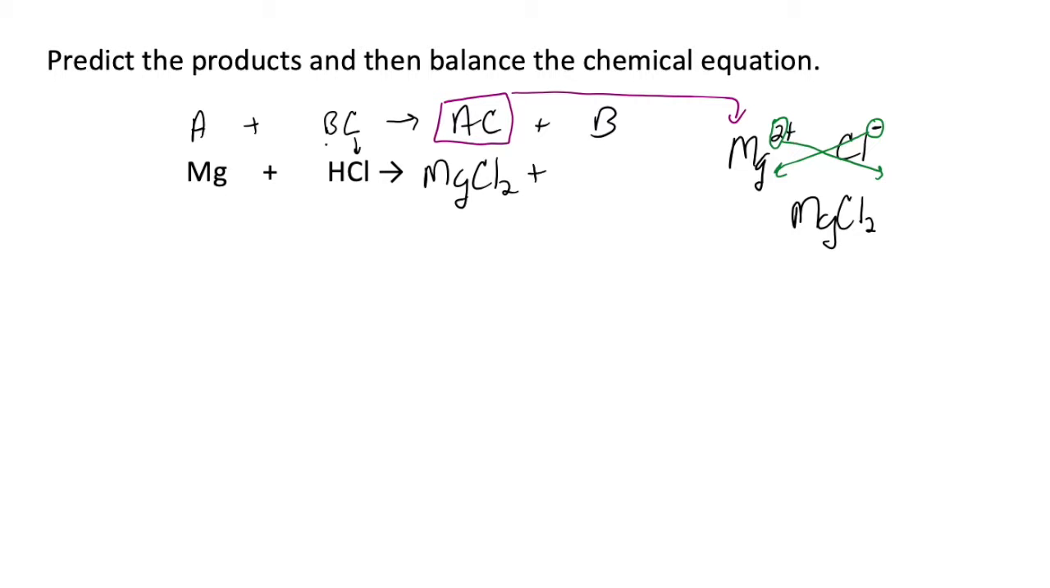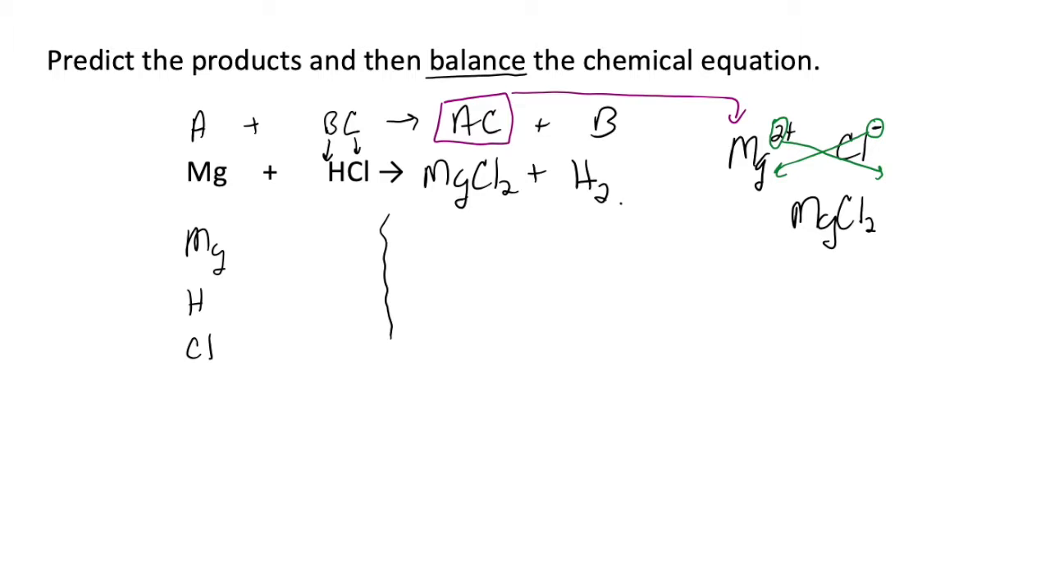Plus B, and we know B is hydrogen. Now, when we write hydrogen by itself, remember this is a diatomic, so it will always exist naturally in nature in twos. Now that we have our products, the last step will be to balance the chemical equation. And to do that, we're going to set up our tally sheet on both sides. On our reactant side, we have magnesium, hydrogen, and chlorine. That's our tally for each type of element on our reactants.